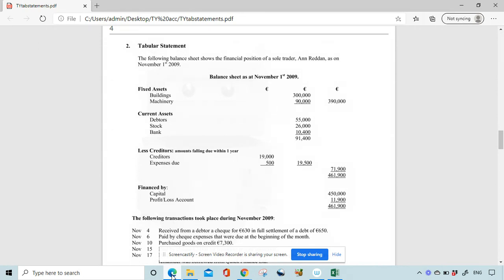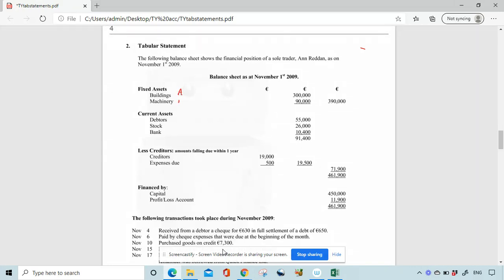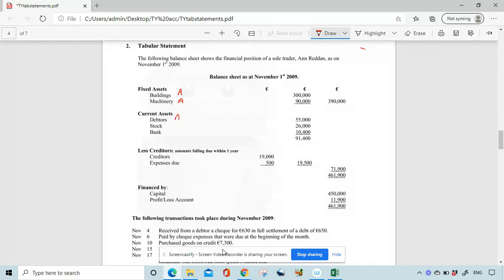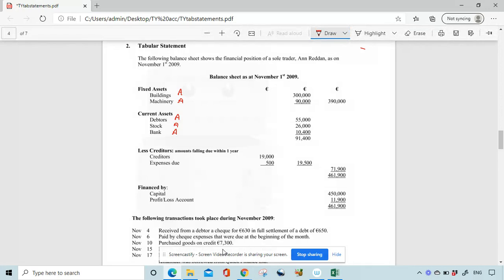So let's go ahead. The question is on the screen and you have the following balance sheet for Anne Redden. Very common, nothing strange here. And then you're given transactions and you're asked to do a tab statement. So in the balance sheet, we have fixed asset, buildings, asset, machinery, asset, debtors, asset, stock, asset, bank, asset. Those are our first 5 assets. Creditors, liability, expenses due, liability, capital liability, profit and loss, liability.